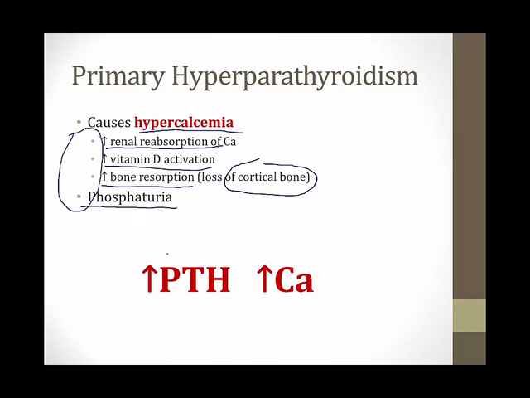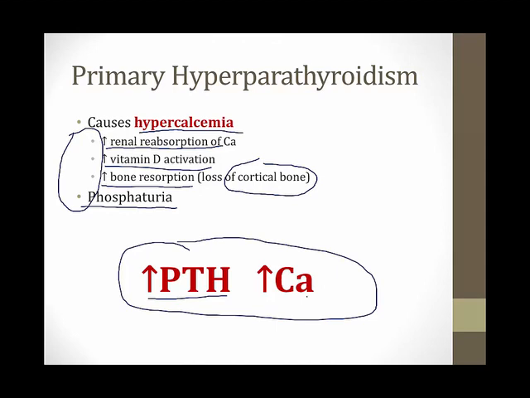And at the bottom of the screen, I've written what you see on serum testing in primary hyperparathyroidism. You see an increased level of parathyroid hormone and a high calcium, and this should never be the case under normal circumstances. Parathyroid hormone should only be elevated when the calcium level is low. However, in primary hyperparathyroidism, you have increased parathyroid hormone in the setting of high calcium. That is backwards, and that tells you something is abnormal.